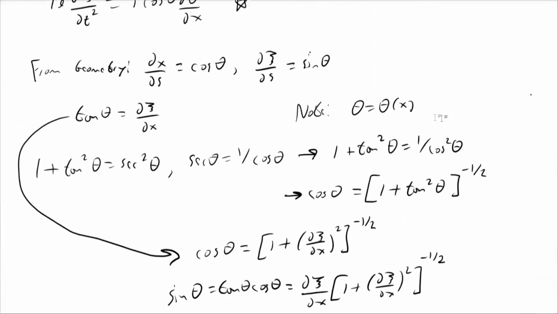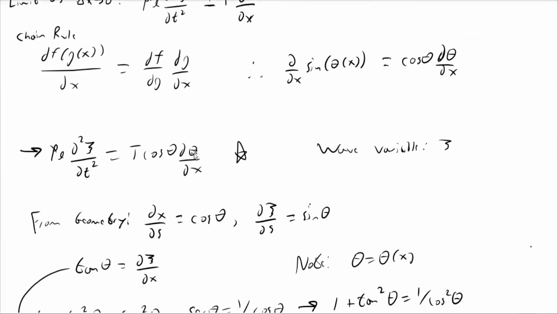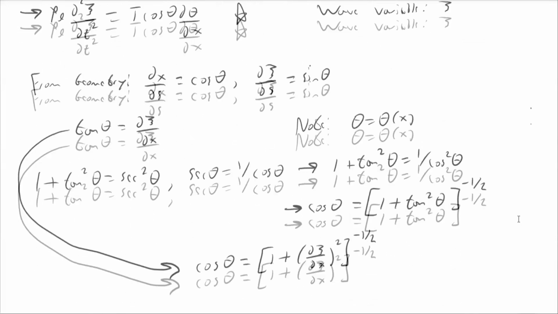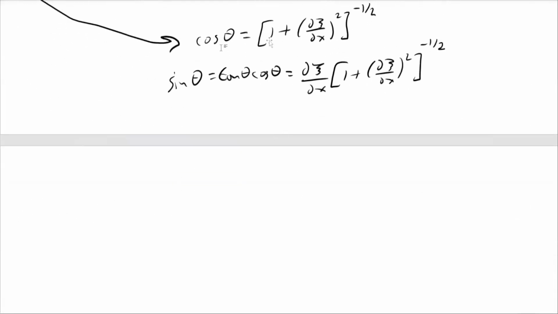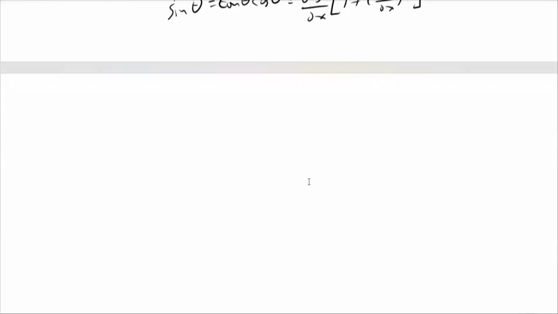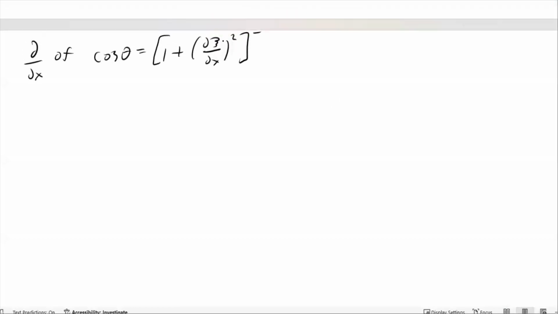To eliminate, where are we? The d theta dx in equation star. We're actually going to take the spatial derivative of cosine of theta. So d dx of cosine theta is equal to 1 plus d cos c dx squared to the negative 1/2 power.